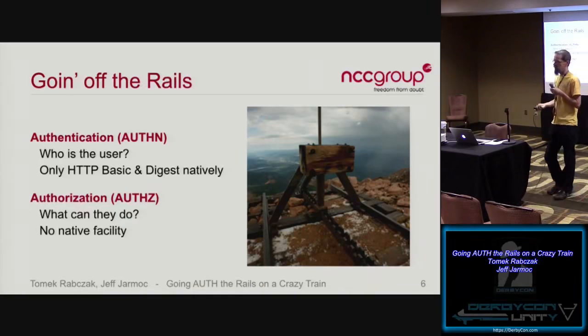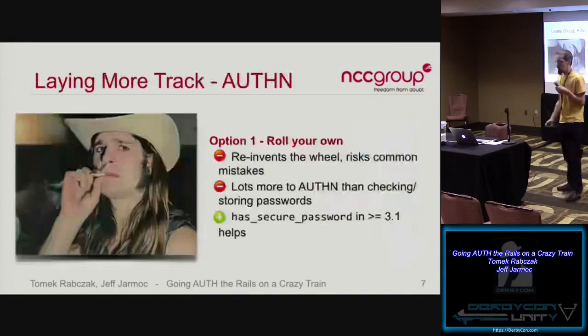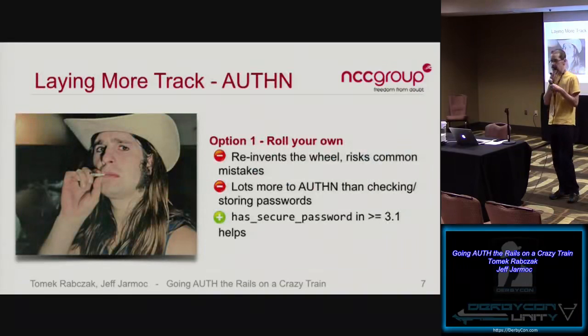On the authentication front, all that you really get out of the box with Rails is HTTP basic auth and digest auth, which you probably don't want to use. On the authorization front, there's really nothing native, but there are some helper methods that we'll talk about that can help. So you're left to come up with your own authentication system.